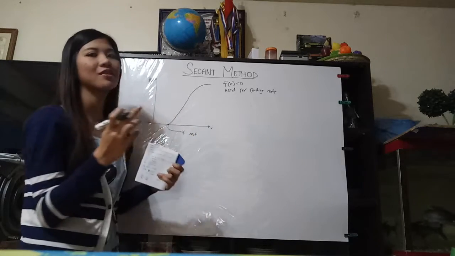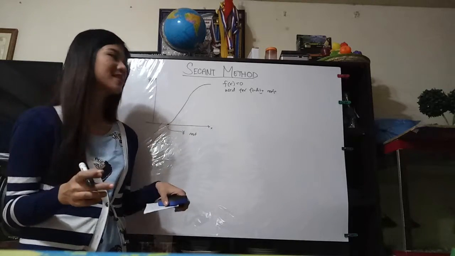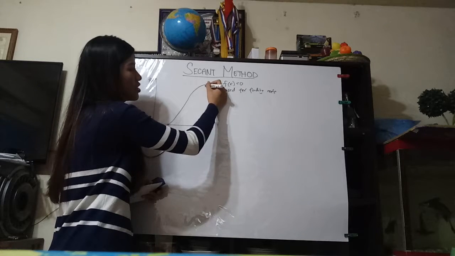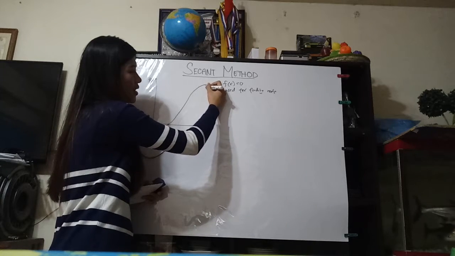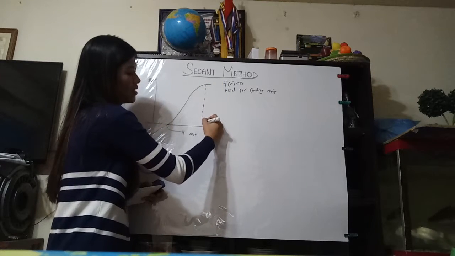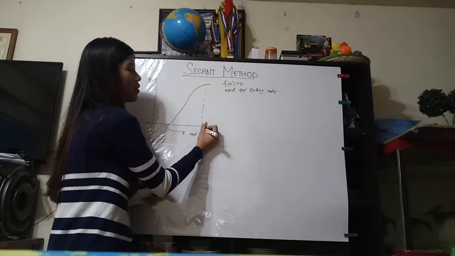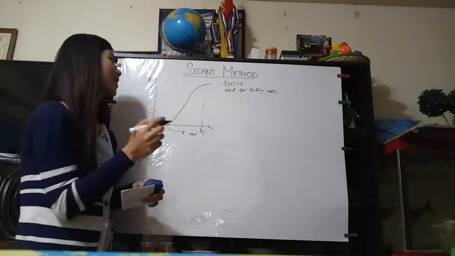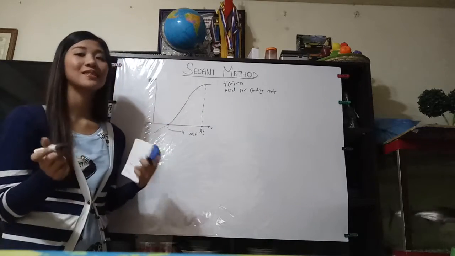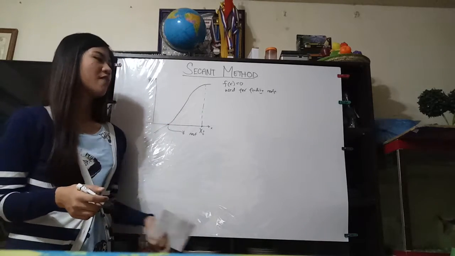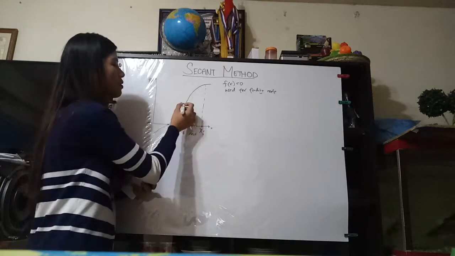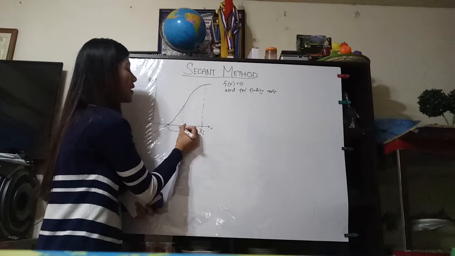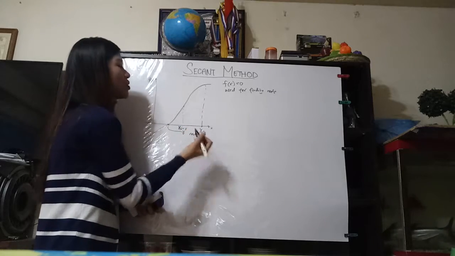For the secant method, the first thing that we have to do is to take an initial guess. Say that our initial guess would be right here. At this point, we will name it x of I. And then the next step is that we have another guess at this part. We shall name it x of I minus 1.